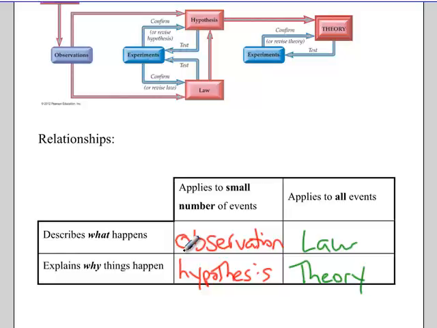Chapter 1 is a short little chapter. Not any problems really in chapter 1. So we'll get into the main part of the actual chemistry in chapter 2.